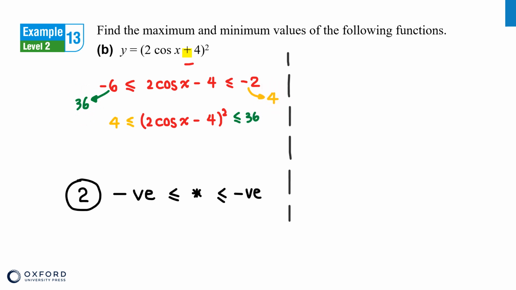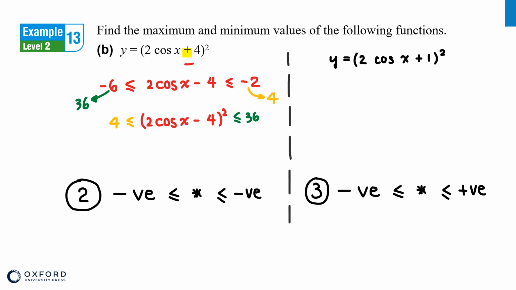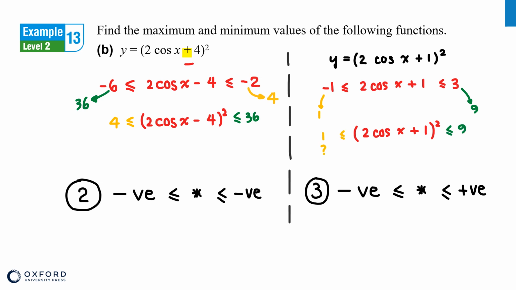The third case is when the range of values of the expression to be squared is from negative to positive. For example, the function y equals the square of 2 times cosine of x plus 1. The range of values of the expression in the brackets will be from negative 1 to 3. Squaring them, negative 1 becomes 1 and 3 becomes 9. 9 will be the maximum of the function, that's fine. But is 1 the minimum?